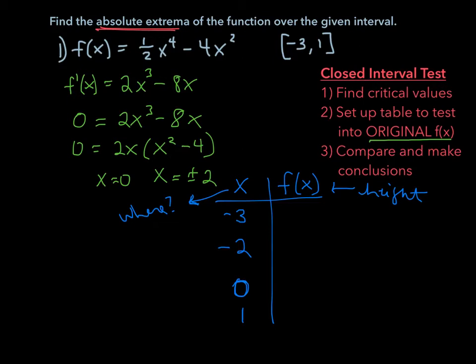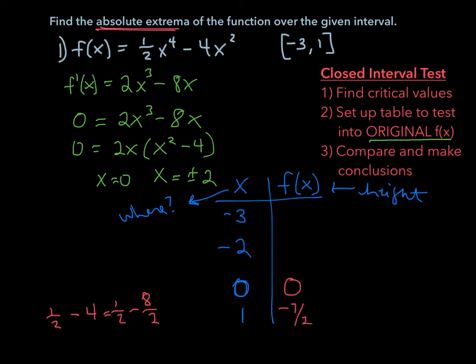And remember, where does it say to test them? Back into the original. I want to know what the height is of the function at these different x values. All right, so this is going to take a little bit of head algebra. Okay, I'm going to put these values in. So I'm going to start with the easy one, 0. So 1/2 times 0 to the 4th minus 4 times 0 squared would be 0. So that's an easy one. All right, I'll do the 1. So that would be 1/2 times 1 to the 4th, which is just 1, minus 4 times 1. All right, so that would be 1/2 minus 8/2. So that's going to be -7/2.